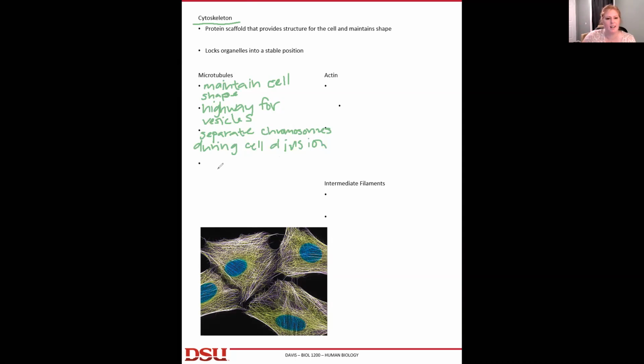Okay. Anywho, microtubules. These guys originate from a centrosome, which we'll talk about a little bit more when we get into cell division. Now let's talk about actin. So actin is going to kind of line the edges, the periphery of the cytoplasm.